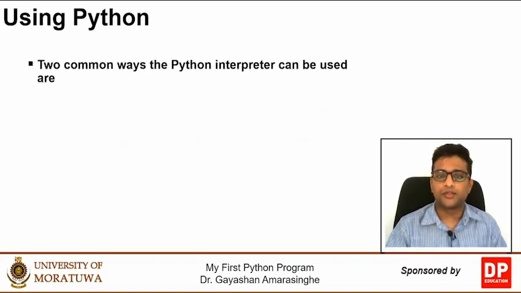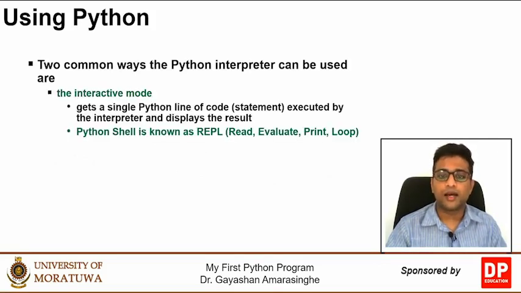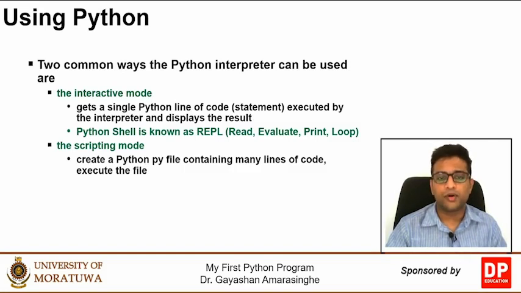There are two common ways for us to use the Python language or the Python interpreter. With the interactive mode, you can execute a single line of Python code, get the output and enter another input later. With the scripting mode, you can set up a collection of Python instructions, also known as Python code, and execute them. We'll look at these two modes later on.